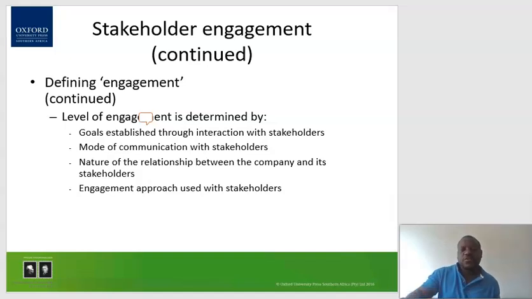The goals: through interaction with stakeholders, what are the goals that need to be achieved? Mode of communication: does it allow a deeper engagement? The nature of the relationship between the parties, and also the engagement approach that is used with the stakeholders. So that can actually determine the level of engagement.